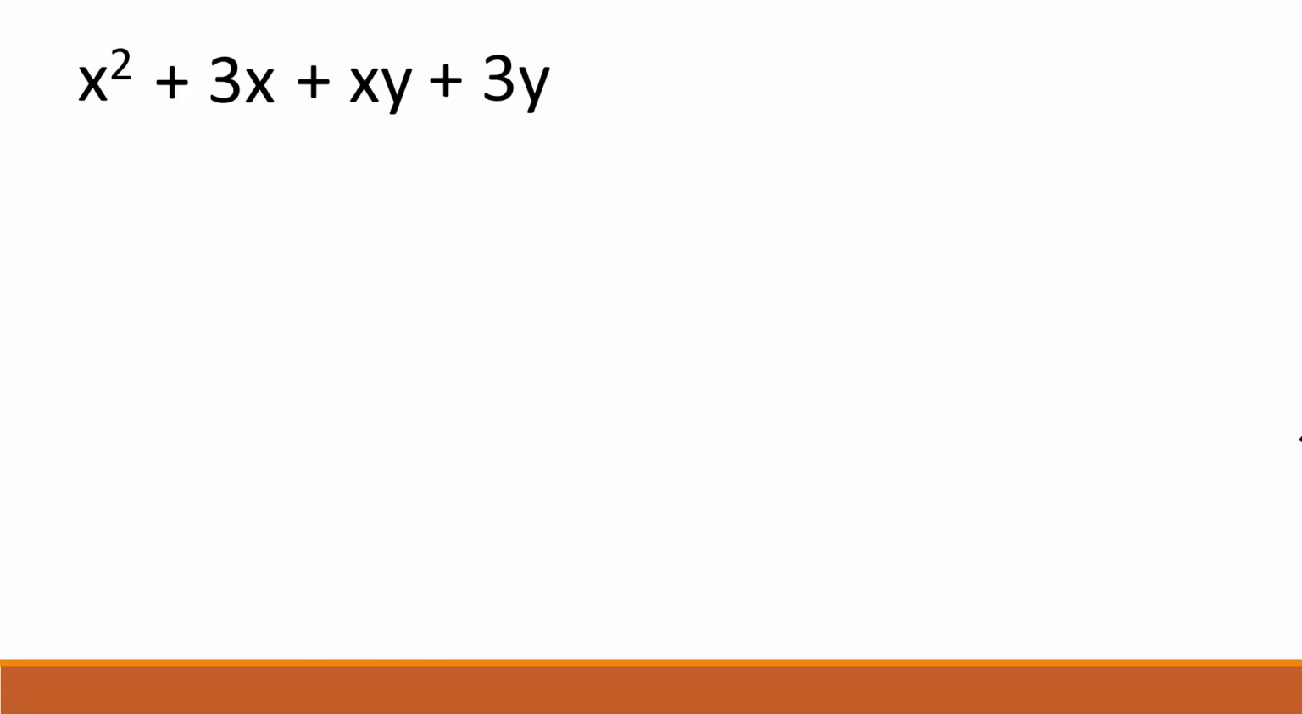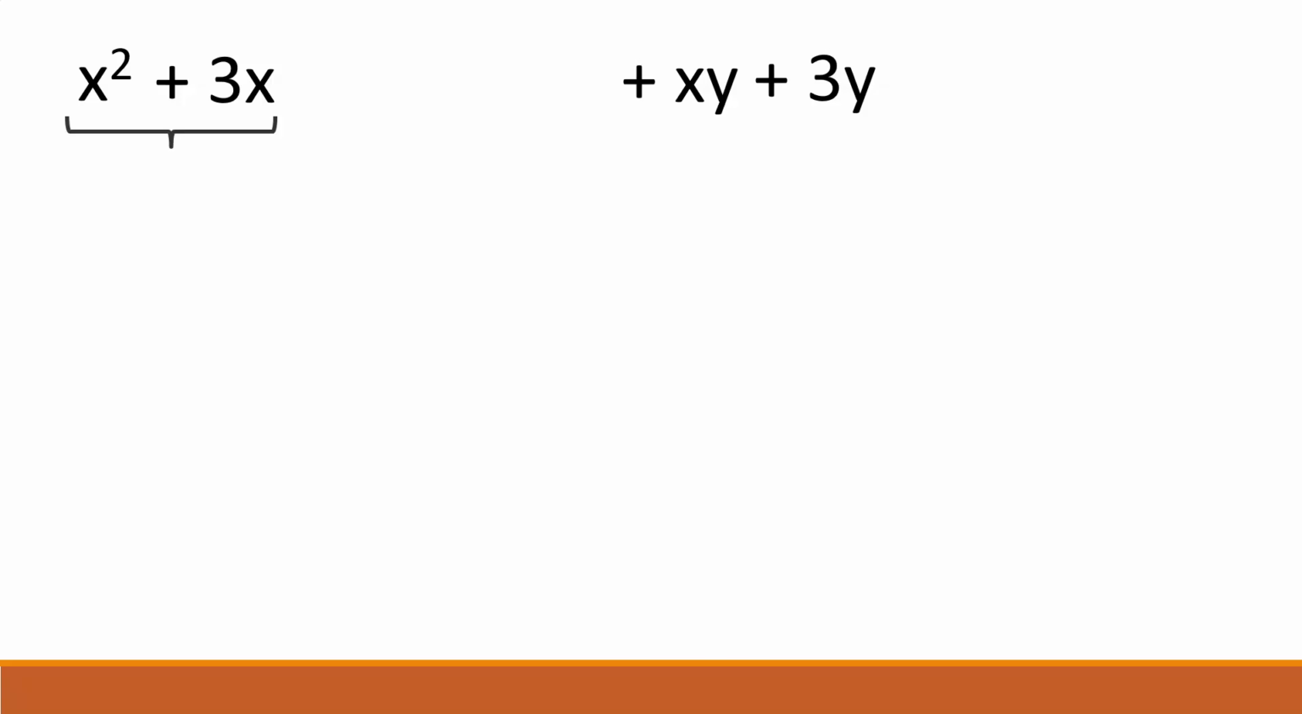What we're going to do is take our original polynomial and see what happens if we think of it as two groups of terms. The first group has the x squared plus 3x in it. The second group has the xy plus 3y in it. In the first group, we can see a common factor of x. And if we factor the x out of the two terms, that will leave us with a factor of x plus 3. Same thing for the last two terms.